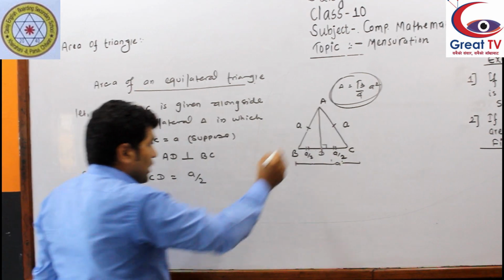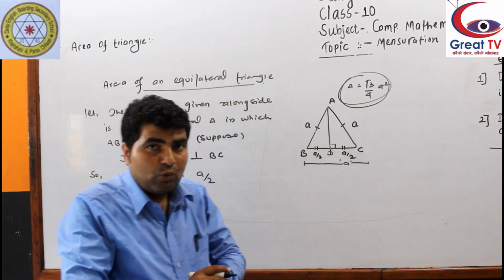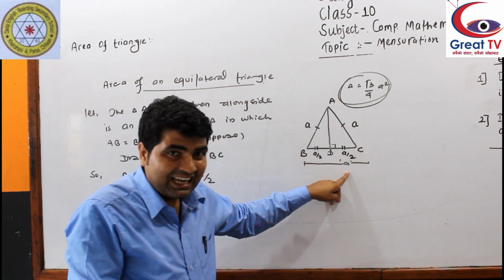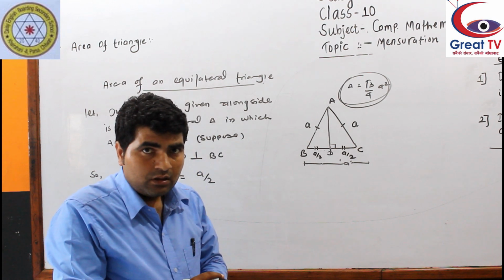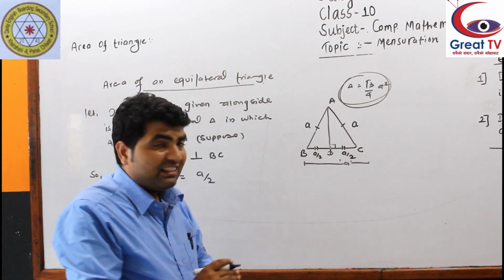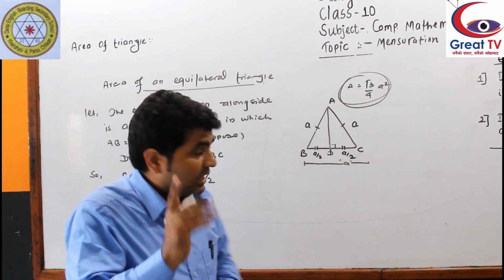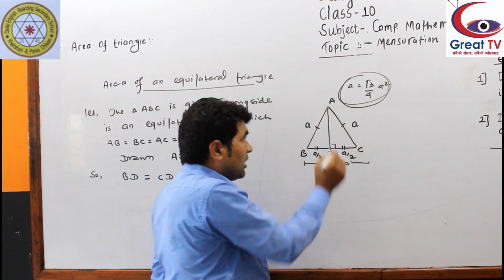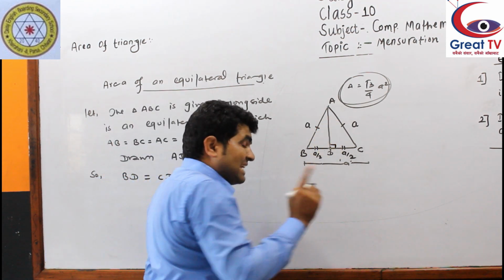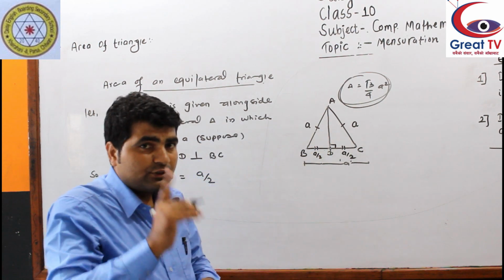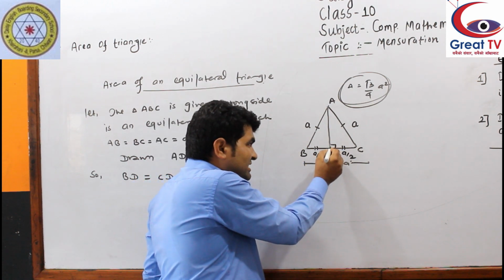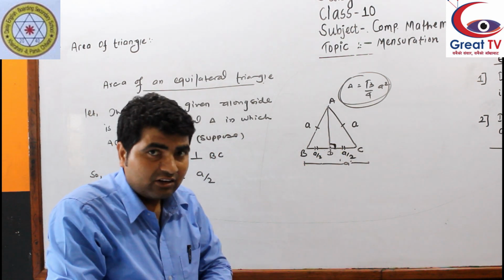Now, dear students, we know the area of triangle ABC equals 1 by 2 base into height. The base of this triangle, BC, is a. Then what is the value of the height? What is the altitude of this triangle, AD? What is the value of AD? We can find AD by using the Pythagoras theorem, because triangles ADC and ADB are both right angle triangles. In these triangles one angle is 90 degrees, at point D, so these triangles are said to be right angle triangles.